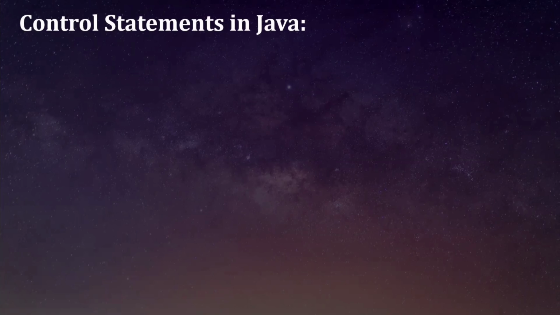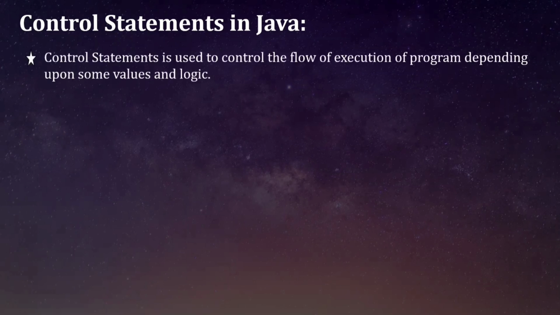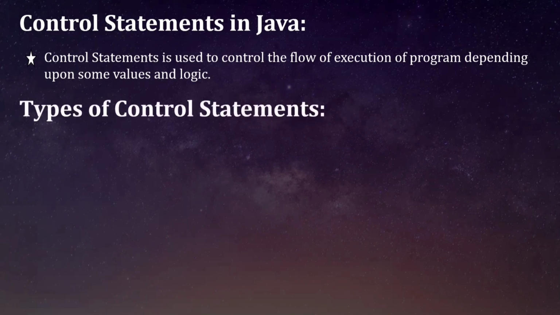A control statement in Java is a statement that determines whether the other statements or instructions will be executed or not based on some conditions or some logic. Let's see the definition. Control statements is used to control the flow of execution of program depending upon some values and logic.